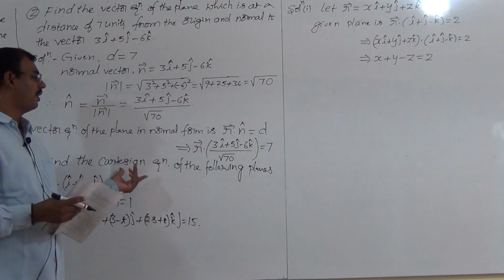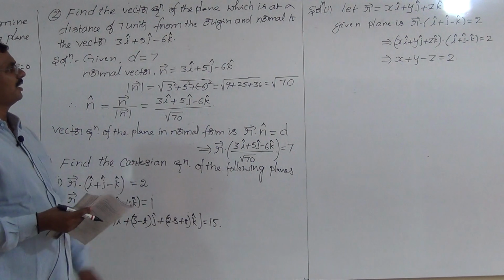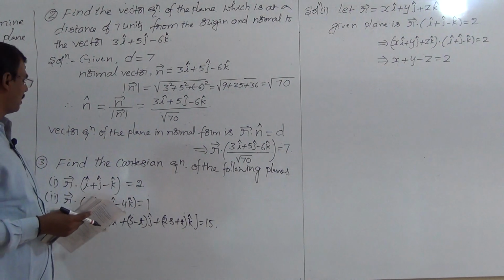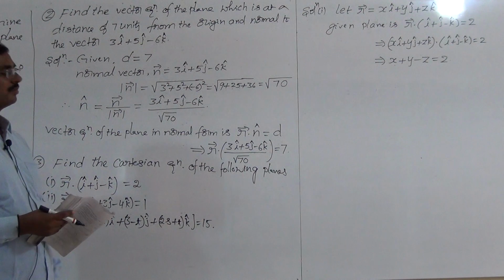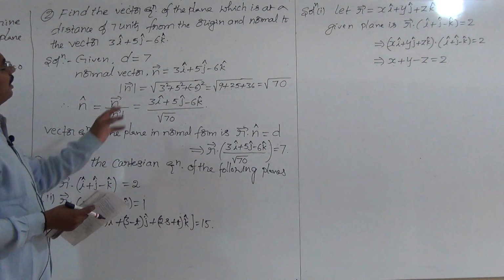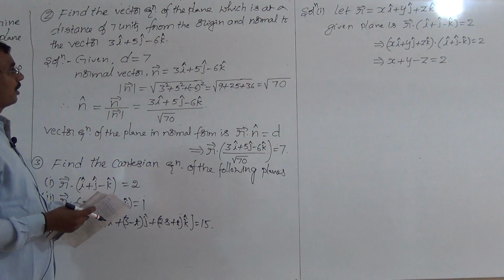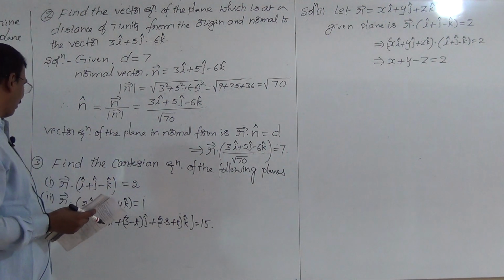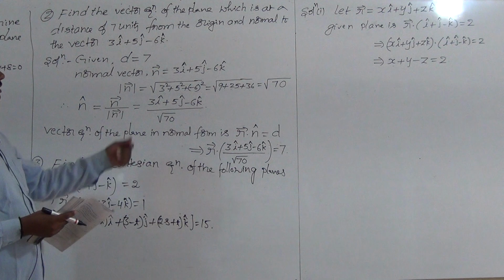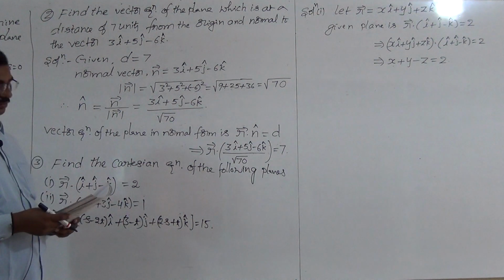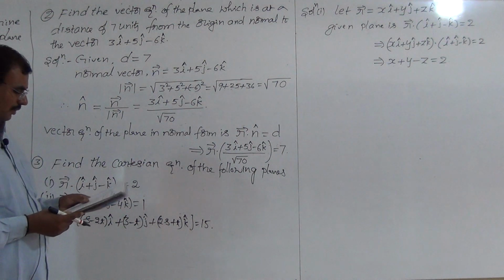So is this model, the Cartesian form model, given in the exam? No. This type of question generally they are not asking. Only conversion: take the r vector and find the dot product, that is the answer. Everywhere it is the same, r bar, substitute, that is the answer only. Can you do it like this?